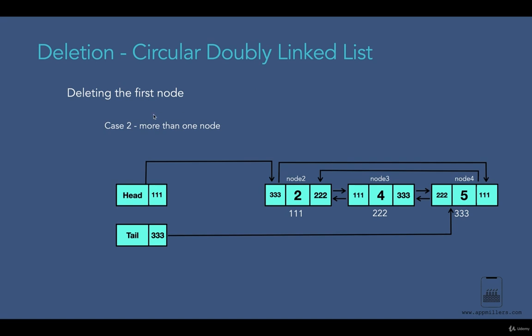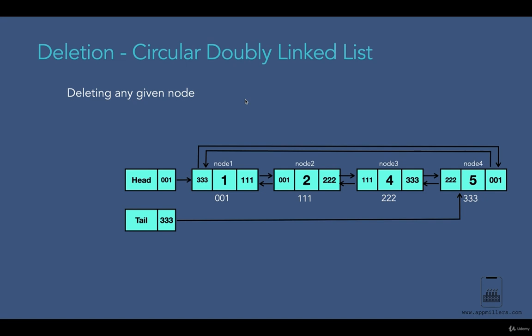Now let's continue to the next case, in which we are deleting a node from any given location. Let's say we want to delete node 3 in this case. As always, we have to delete the links that come to node 3. Now how can we delete, for example, the link between node 2 and node 3? We have to find node 2's location. Then from here, we can delete the links between them.